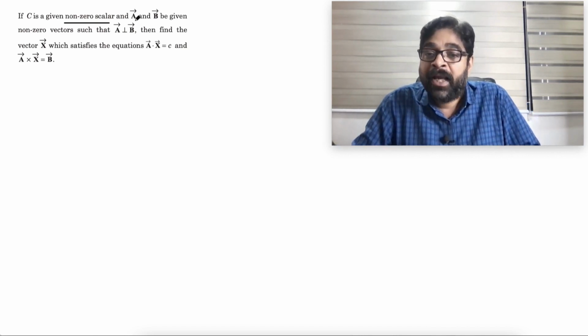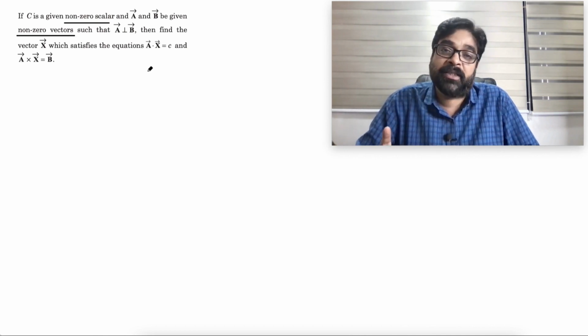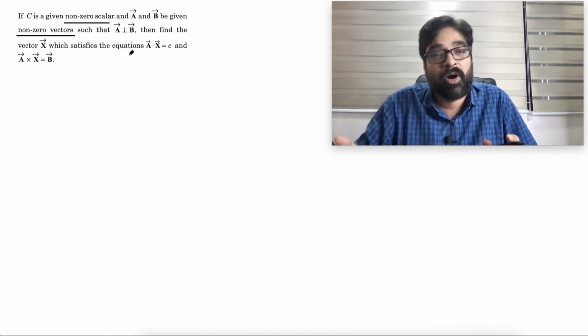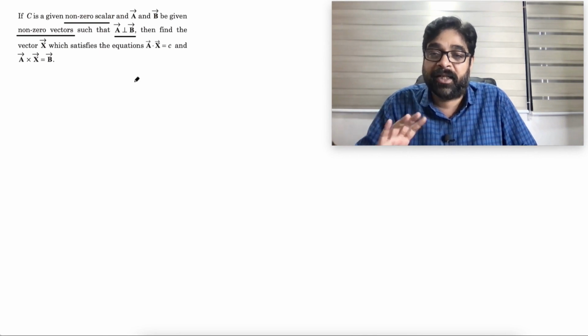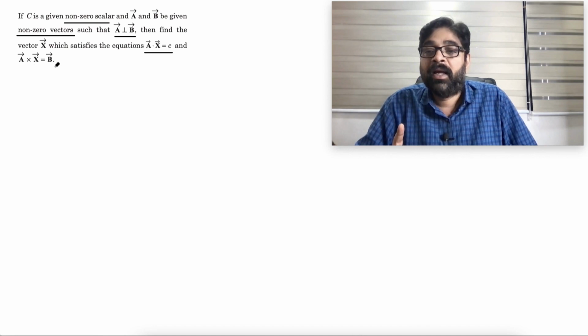C is a non-zero scalar. A and B are given non-zero vectors, which means mod A cannot be 0, mod B cannot be 0. A is perpendicular to B. Okay? So it means the angle between A and B is 90 degrees. Find the vector x satisfying this condition and this.